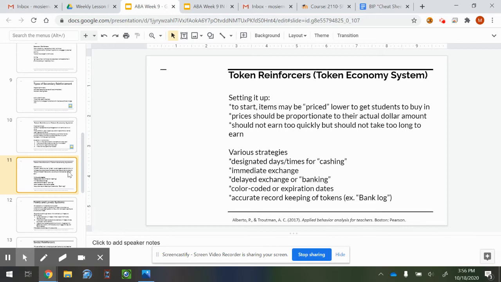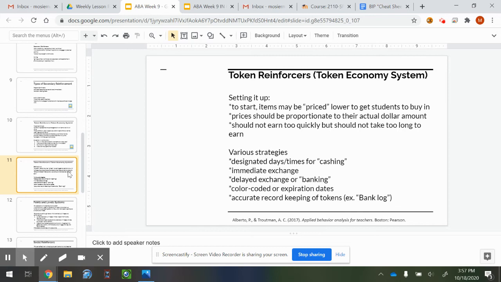It's also important that you keep accurate record keeping of tokens. Whether you have students keep their own bank log, kids will be creative, and depending on what your system looks like, we want to make sure that they're not able to falsify that information in any way.